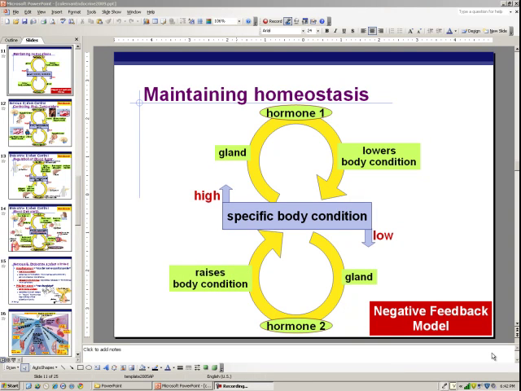Okay, this is part 3 of our endocrine system tour. In this part we're going to be looking at how the body uses hormones primarily for maintaining homeostasis, and for a few other purposes as well, but primarily this will be our main focus.